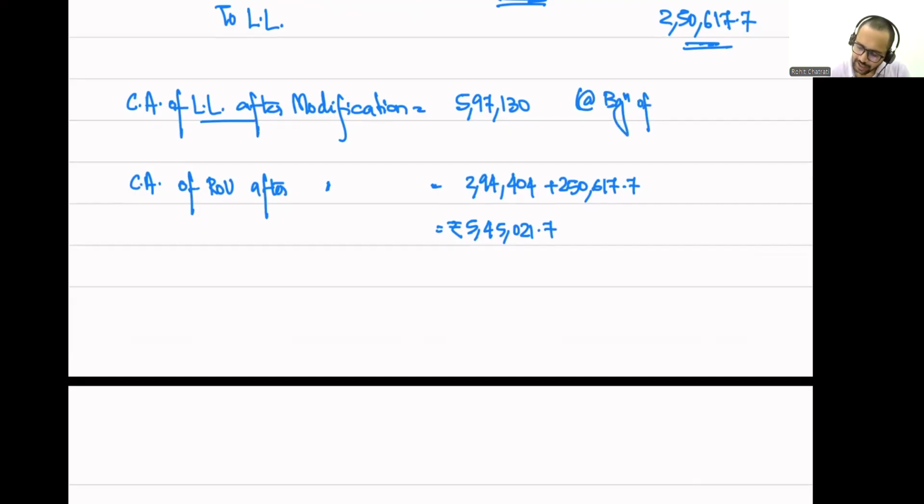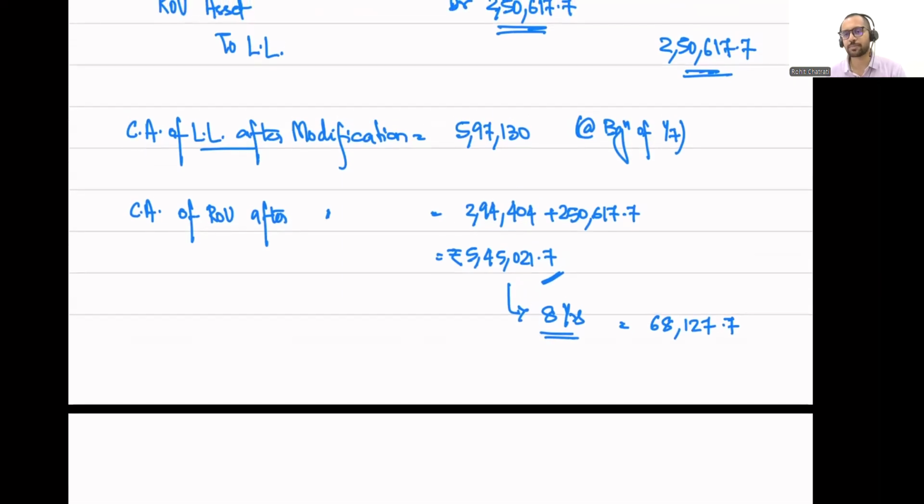And similarly, we have ROU asset carrying amount at beginning of year 7 as 5,45,000. This will be depreciated over a period of 8 years. Now the remaining lease term is 8 years. So we have a depreciation per annum of 5,45,021.7 divided by 8. That's going to be equal to 68,127.7.